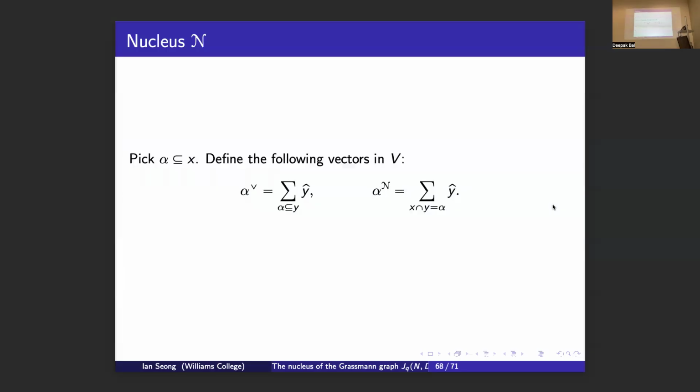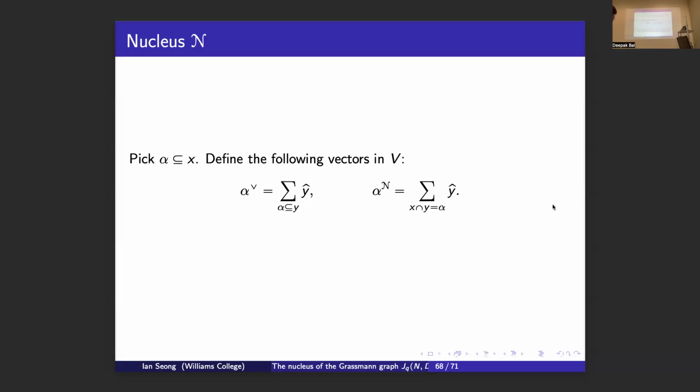Now our goal is to describe the basis of the nucleus. We're going to pick a subspace alpha that is contained in X, and we define the following vectors. We have alpha check, and we have alpha to the power of N. Alpha check is going to be the sum of y hats, where y contains alpha, and alpha to the N is going to be the sum of y hats, where the intersection of x and y is exactly alpha.